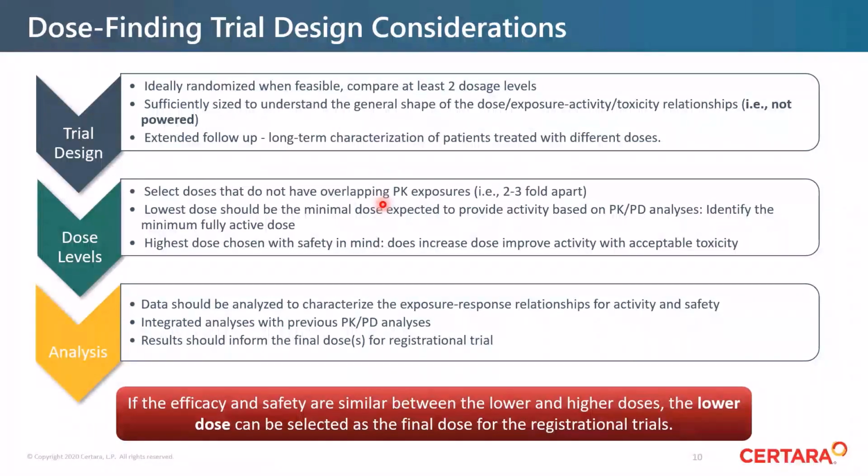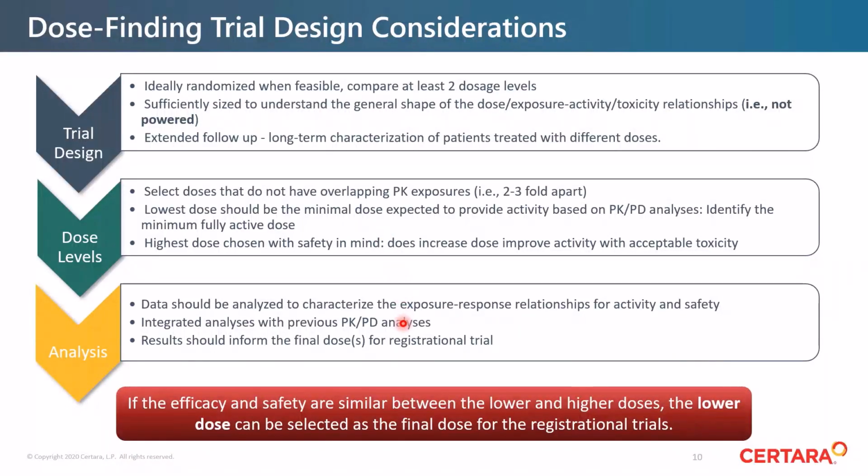The doses selected for these studies should first and foremost be pharmacokinetically distinguishable. In other words, there shouldn't be a sizable overlap of exposures at the selected dosages. The high dose can be chosen with safety in mind. So this is sort of a no regrets dose that maximizes the chances of seeing responses and allows us to address the question of whether the high dose does indeed increase activity with acceptable safety and tolerability. The low dose can be selected based on available translational and clinical PK/PD data and should be the lowest dose expected to provide activity. In other words, the lowest fully active dose.